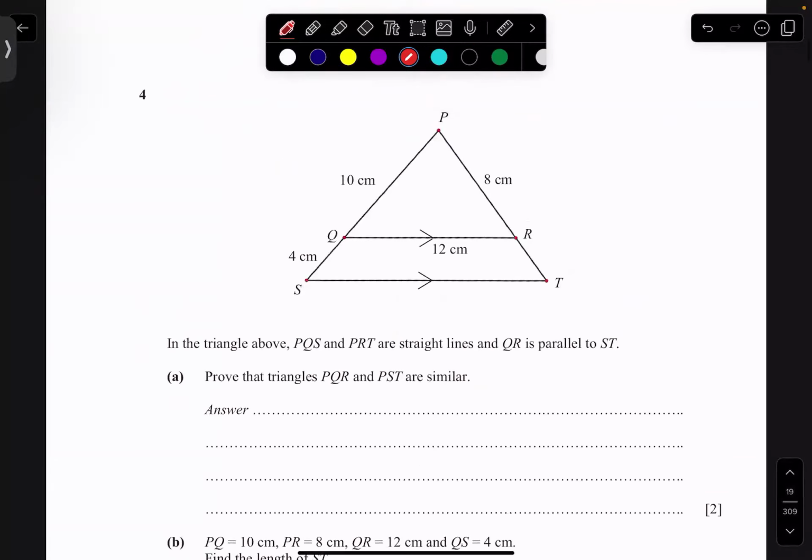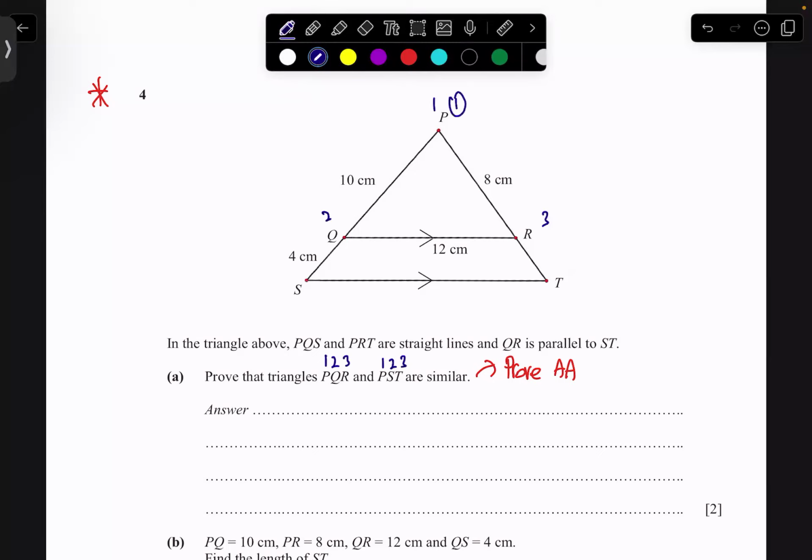Question 4. Now, congruence and similarity will be a big part of Sec 4N. This one they like to test a lot. In the triangle above, PQS and PRT are straight lines. QR is parallel to ST. Prove that the triangles are similar. To prove similar triangles, we need to prove the angles are AA. As long as you prove two angles in a triangle are equal, the triangles must be similar. So PQR, PST, I like to use the 1, 2, 3 method.